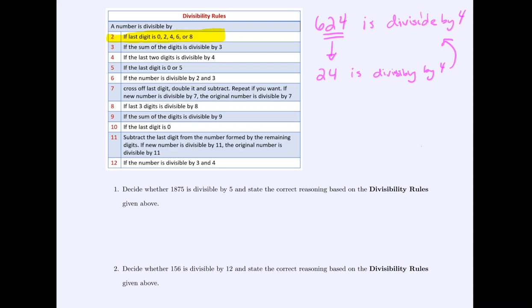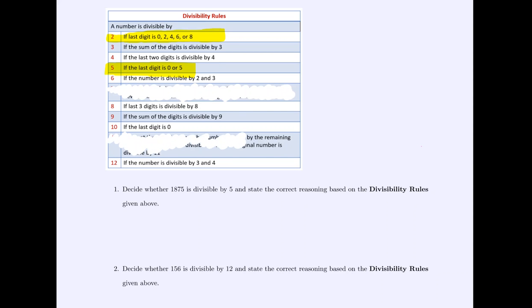Which tells us 624 is divisible by 4. So that's what they mean by the last 2 digits. Now the next one that would be good to know is, a number is divisible by 5 if the last digit is a 0 or 5. You know it's divisible by 6 if the number is both divisible by 3 by the rule and by 2.